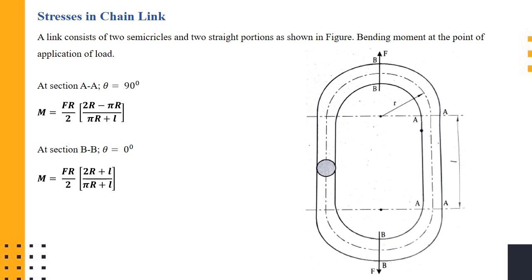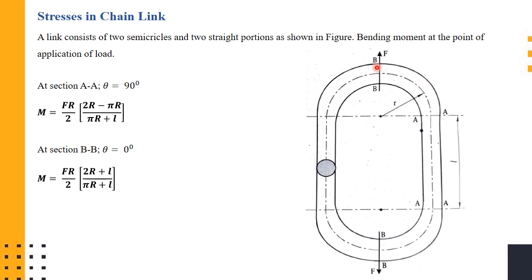A chain link basically consists of two semicircular shapes, one at the top and one at the bottom, connected by two straight portions. Normally, this is the cross section of a link. Multiple links are connected to form a chain, which is used for hoisting purposes and all. Here, this is a semicircular shape, and similarly a semicircular shape is at the top, bottom, and these two are connected using straight portions.